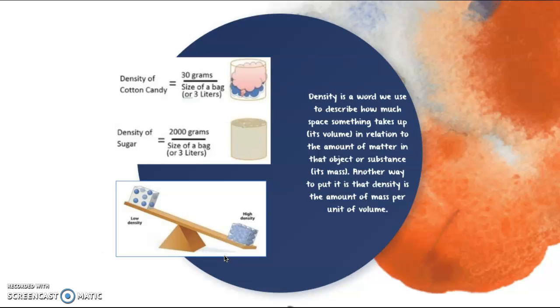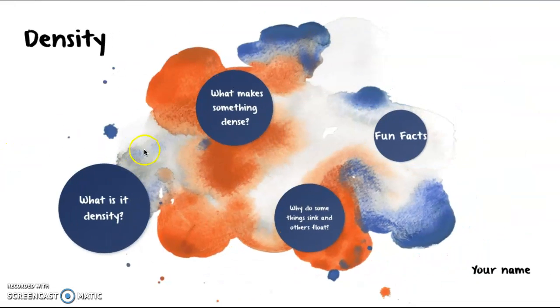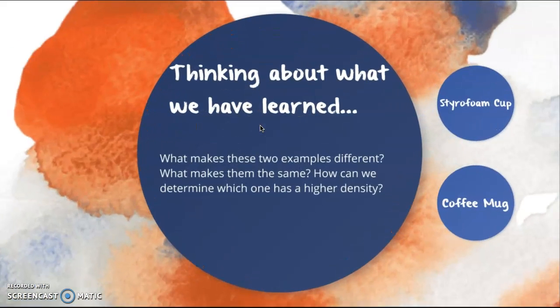If you look at the picture right underneath it, it says low density and high density. Which one is leaning lower? Yeah, the one with high density, because high density means that it's heavier. Perfect. What makes something dense?